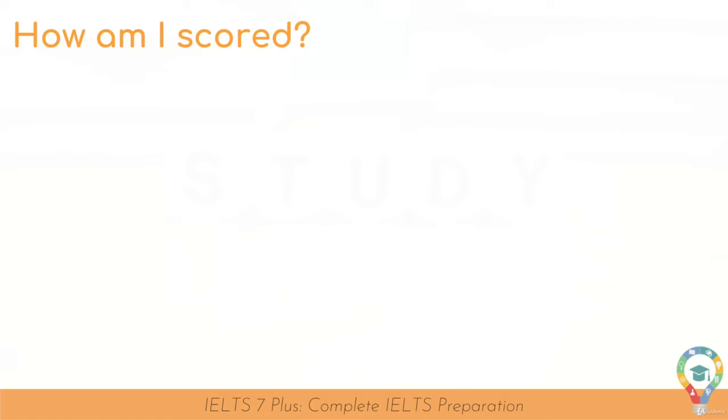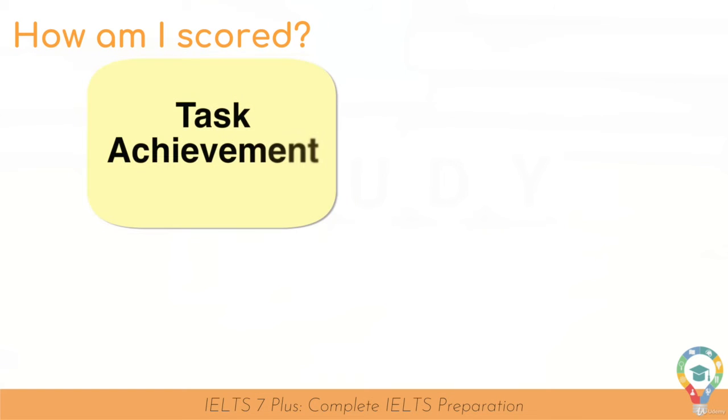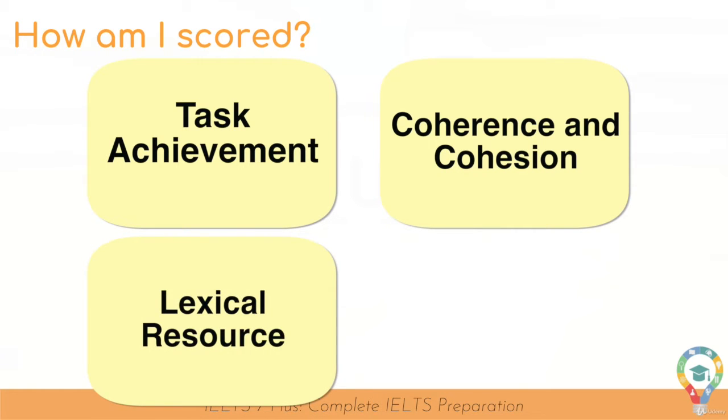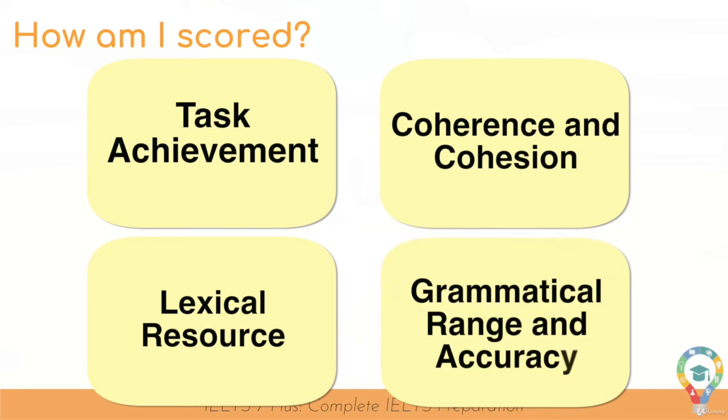So, as with task 1, the band descriptors have 4 sections, the first one being task achievement. Task achievement basically means how well you answer the question. For example, if your essay doesn't answer the question given, you'd score very lowly in task achievement. Coherence and cohesion means how well you organise your essay, for example using paragraphs. As I'm sure you will remember, lexical resource measures how well you use vocabulary. And finally, grammatical range and accuracy measures how well you use a range of sentence structures and grammatical forms.